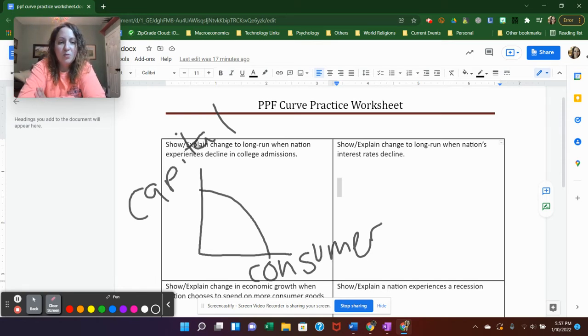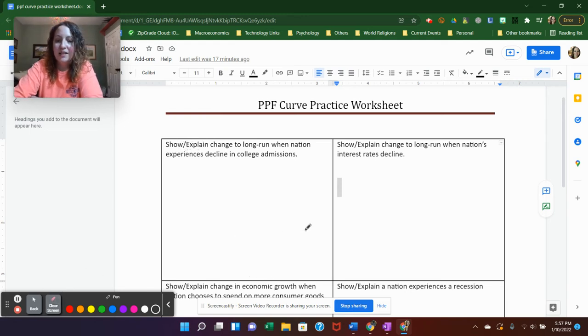So all right. When we have fewer people going to college, that is going to be less human capital. Remember, the 5 factors of production are land, labor, capital, entrepreneurship, and human capital. And if any of those change, it's going to shift your PPF curve because it changes how much you can produce. If fewer people go to college, then you'll produce fewer consumer goods and capital goods. So I have a leftward arrow for capital and consumer goods. You're making less of both, so you're getting closer to the origin. You're making fewer capital and fewer consumer goods, so you're getting closer to the origin, smaller numbers, a smaller PPF curve.